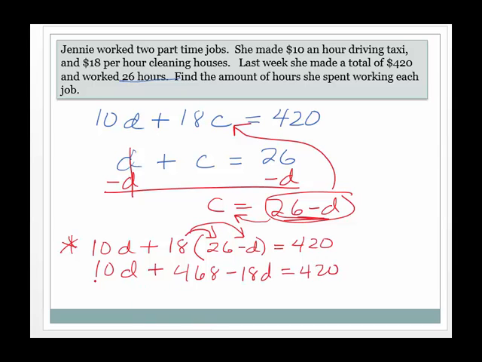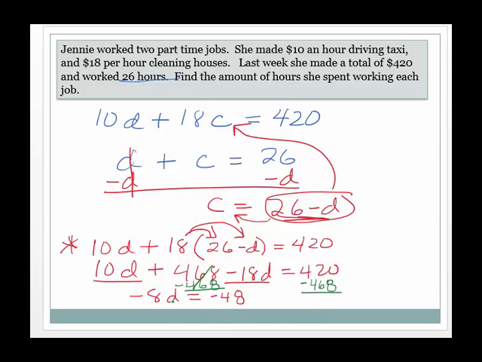Alright, now let's combine like terms. This 10D minus this 18D is a negative 8D, and I'm going to subtract 468 from both sides. When I take 468 from the left side, it cancels that out, and when I subtract 468 from the right side, I get negative 48. I didn't really have room to show my work. Let me squeeze it in here. I subtracted 468 right here, and that cancels out, and I subtracted 468 here, and that's where my negative 48 came from.